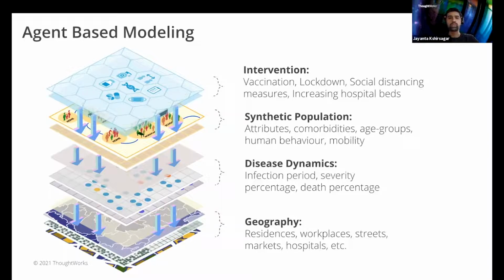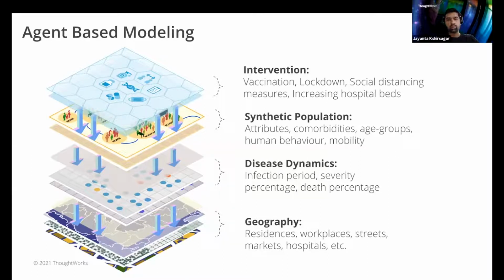Then on top of it, there is a layer which talks about disease dynamics. So what is the infection period? Once a person is infected, how long does it take to get that infection out of this individual's body? What is the severity percentage? If 100 people catch the disease, how many might need ventilator kind of facilities? How many people might need oxygen and oxygen beds? What is the death percentage in the case of this specific pandemic? So these details, we need to capture them at a disease level.